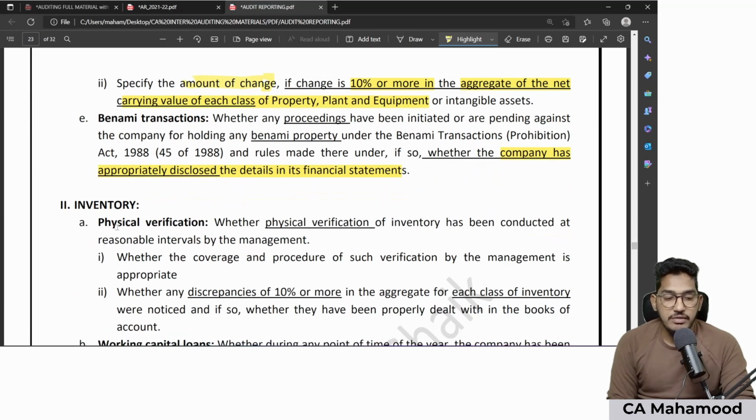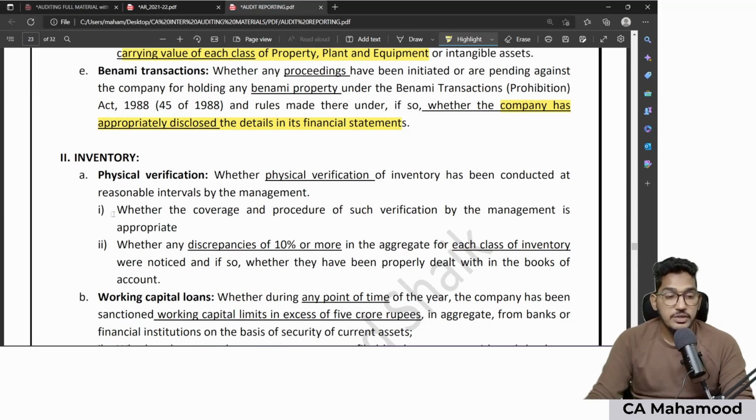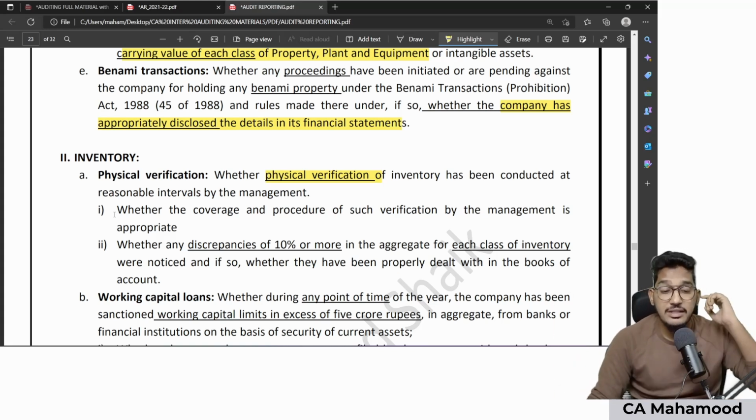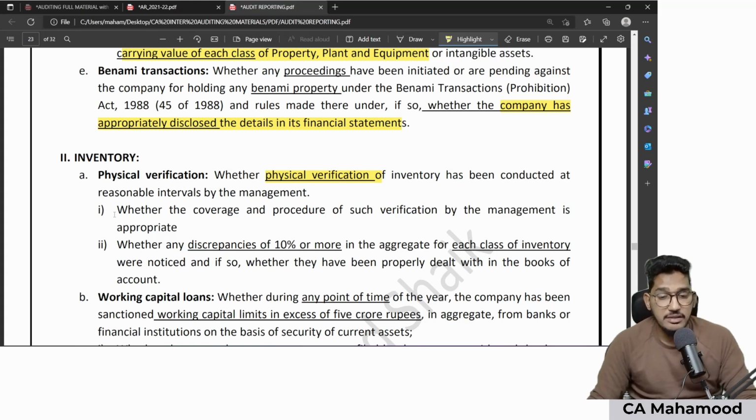Second point is regarding inventory. Regarding inventory, what I need to do? First, here also I need to check whether physical verification of inventory has been done by management, not auditor. They're not asking auditor to do physical verification. They're asking whether management did the physical verification of inventory at reasonable intervals.